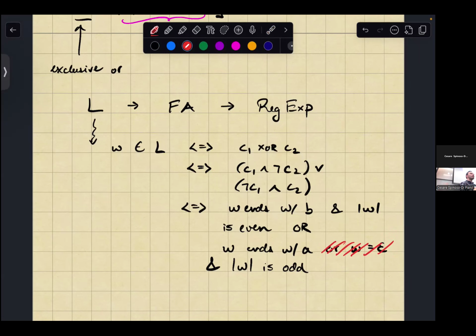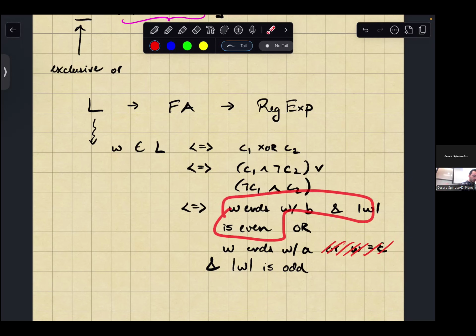Okay, so this is an important manipulation of the logical representation of a string being in a language into something more handleable by an FA. Why is this more handleable by an FA? Because now I want to create an FA which accepts if and only if the string that I give it satisfies this, or satisfies this. It can't possibly satisfy both because we just went through this. It's like an XOR.